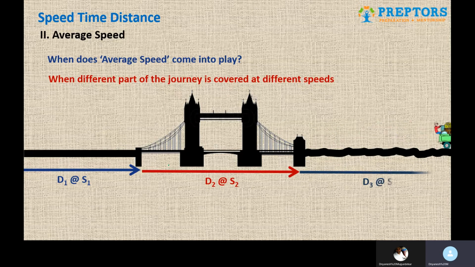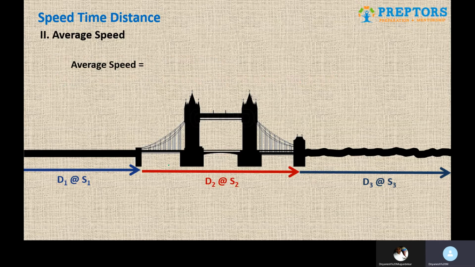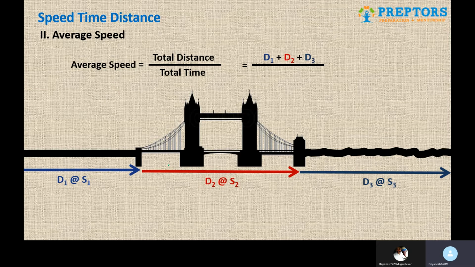If someone asks what the average speed for this entire journey is, there is only one formula that you are supposed to remember as far as average speed is concerned, which is total distance upon total time. No other formula is there for average speed. Standalone formula, always remember that: total distance upon total time. Now in this particular example, obviously total distance, we can easily just add all the 3 individual distances d1, d2, d3.